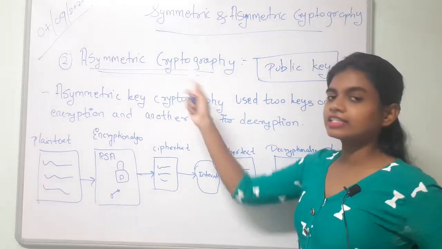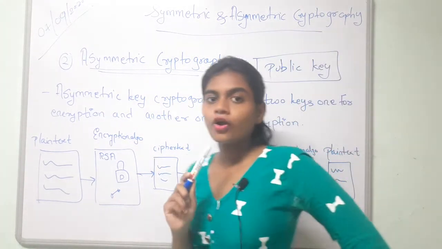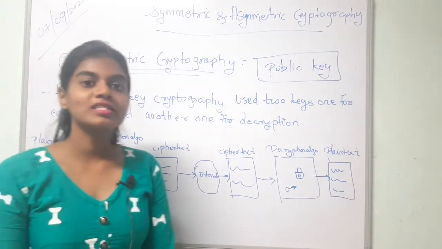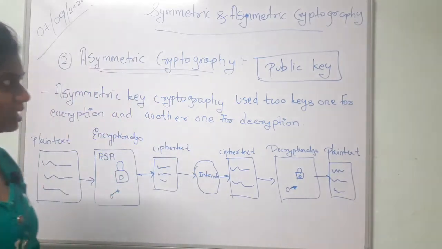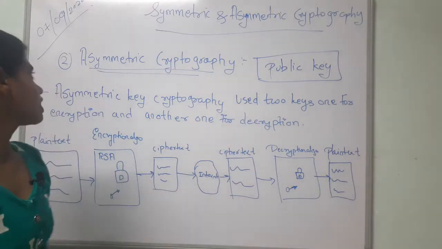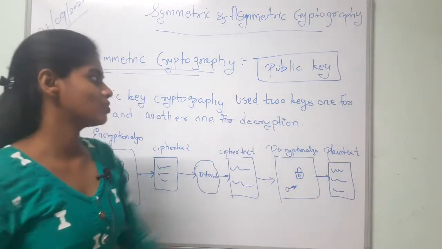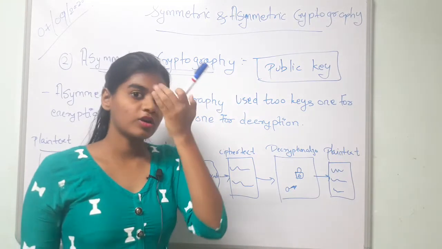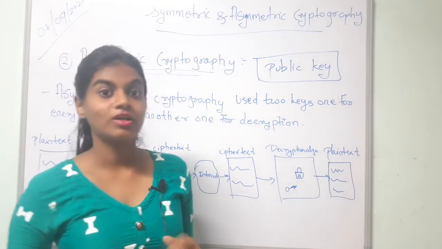Now let's go to asymmetric key cryptography. Asymmetric cryptography is also called public key cryptography, while symmetric cryptography is called secret key cryptography. Let's read the point: asymmetric key cryptography uses two keys, one for encryption and another one for decryption. Two keys, that is a public key, not a secret key.